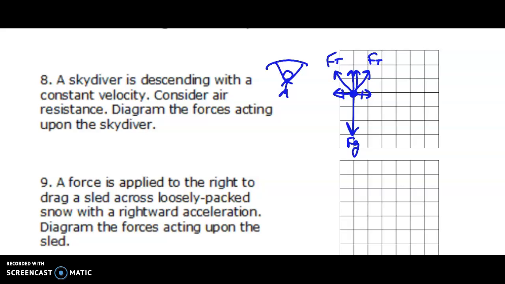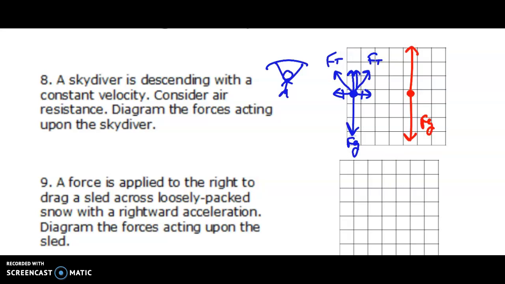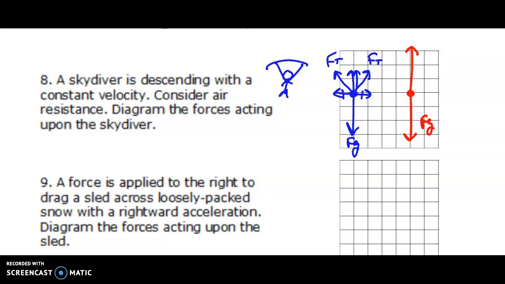Now, if it was the skydiver parachute system, then I would have more like this. Now, this parachute doesn't weigh much, but it weighs a little bit, so I'm going to draw the force of gravity a little bit bigger. And now I would just draw the air resistance going back on the whole system, something like that, and I would call that the force of drag.